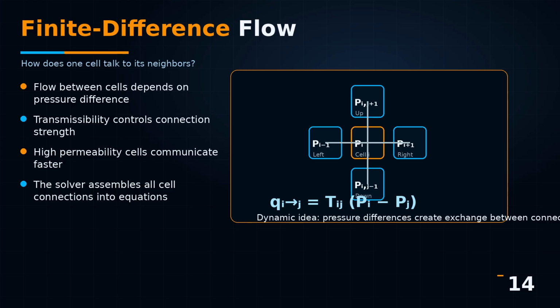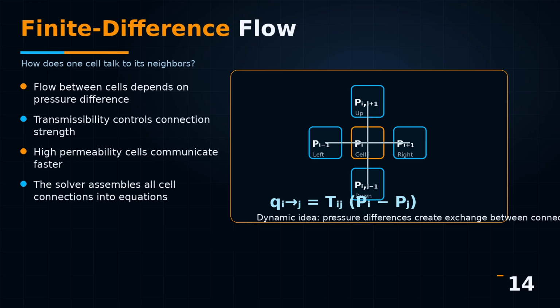The figure on the slide shows a central grid block connected to neighboring blocks. We can think of each connection as a small flow pathway. The simulator calculates transmissibility, pressure difference, mobility, and flow across each connection. Then it updates the pressure and saturation in each block based on conservation.